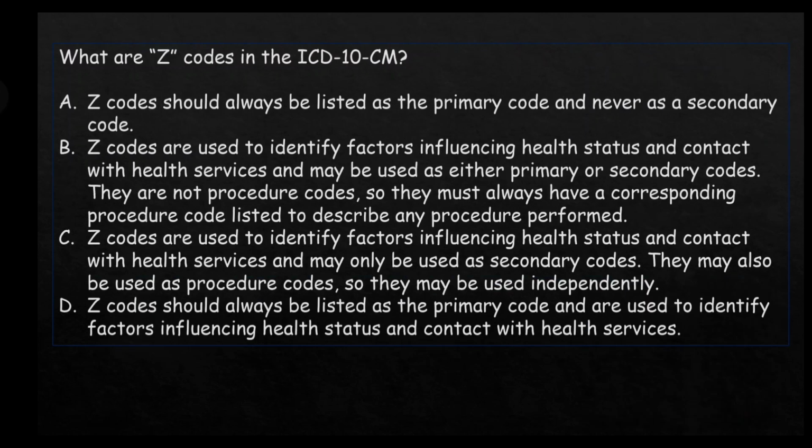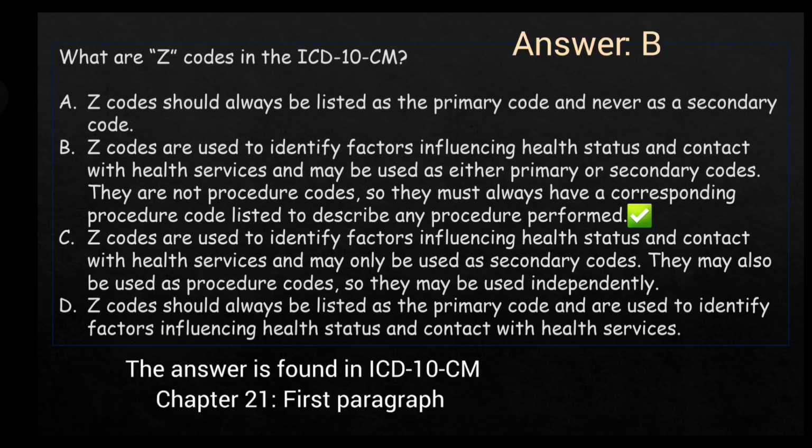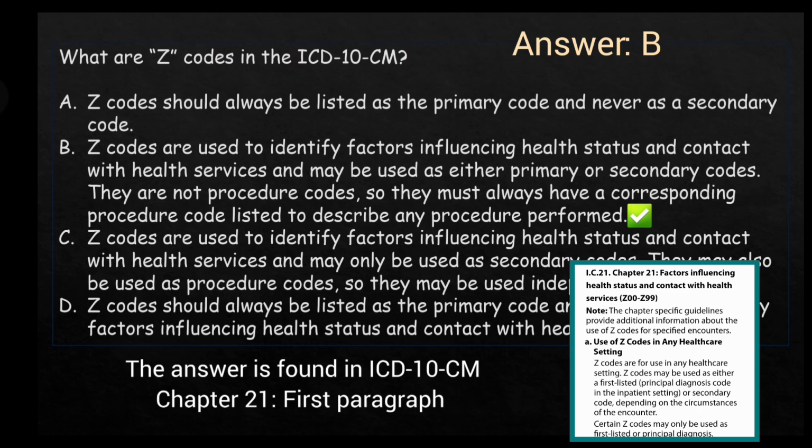Next question. What are Z codes in the ICD 10CM? Read the options. The right answer is option B. Z codes are used to identify factors influencing health status and contact with health services and may be used as either primary or secondary codes. They are not procedure codes, so they must always have a corresponding procedure code listed to describe any procedure performed.